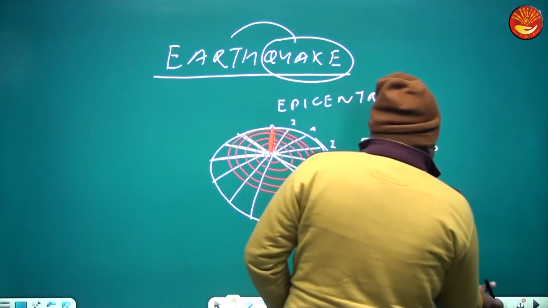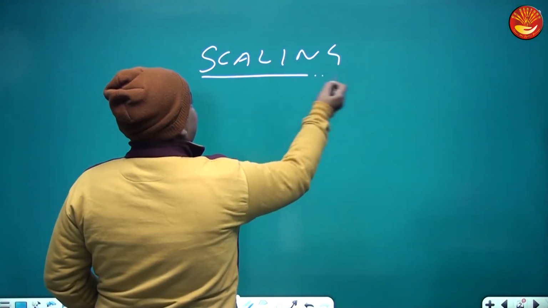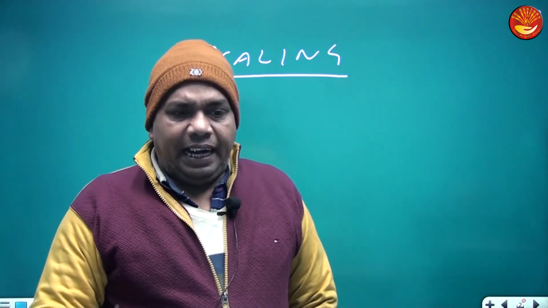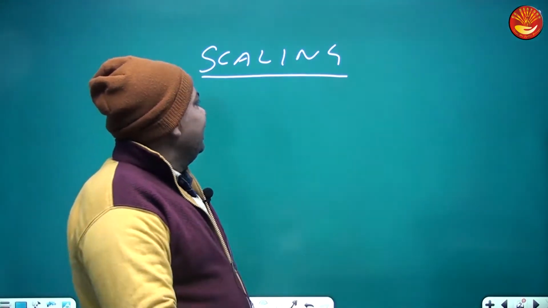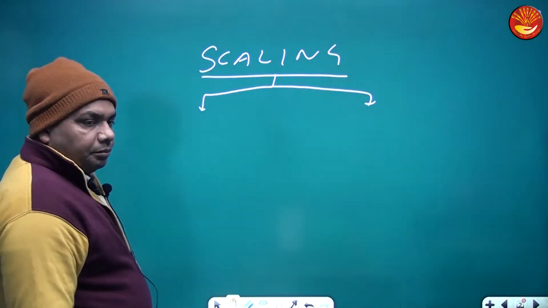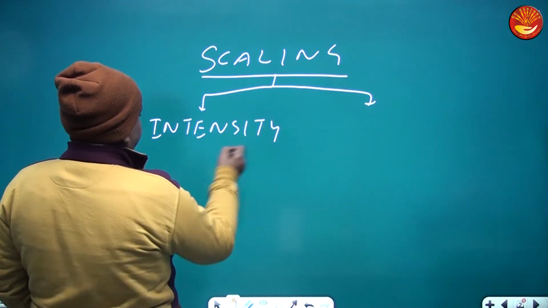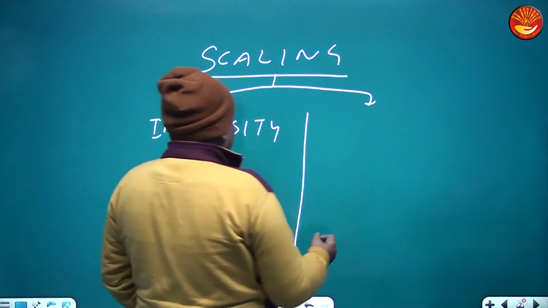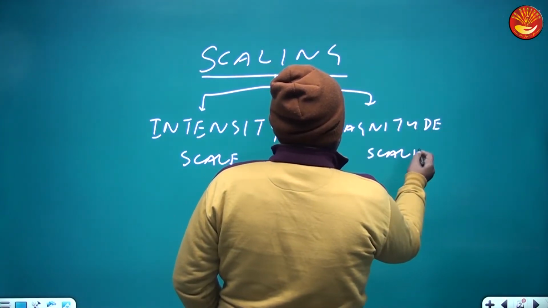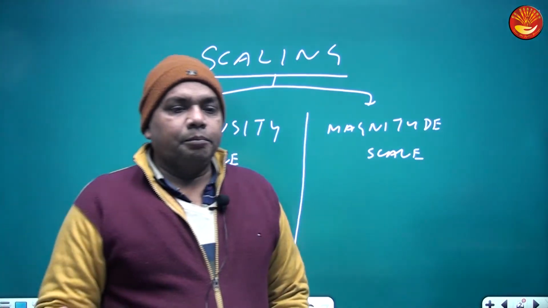So next one is the scaling of an earthquake. There are two methods by which we can scale, we can quantify an earthquake. The first one is the intensity scale, and the second one is the magnitude scale.